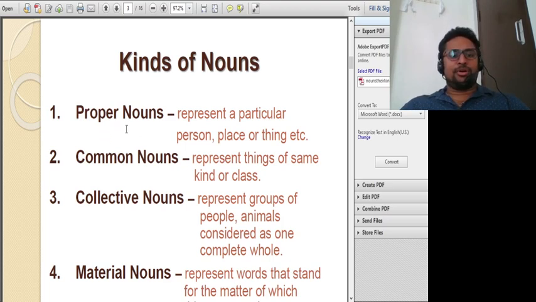We know what a proper noun is. We are using proper noun to represent a particular person's name and place and things' names. What are the proper nouns? For example, Krishna Prasad is a proper noun, Ambedkar is a proper noun, Hyderabad is a proper noun, and Basar is a proper noun. Common noun. A common noun represents things of the same kind or class of people. For example, father is a common noun, and if I mention a particular name, that becomes a proper noun.